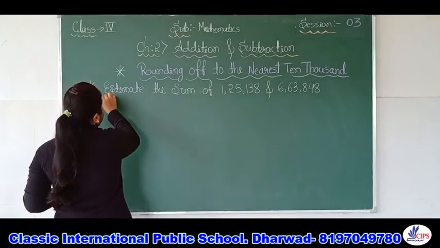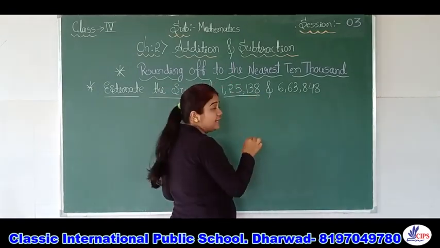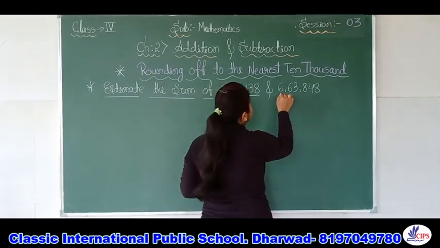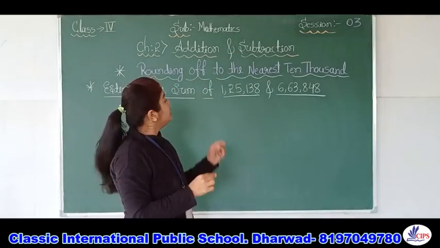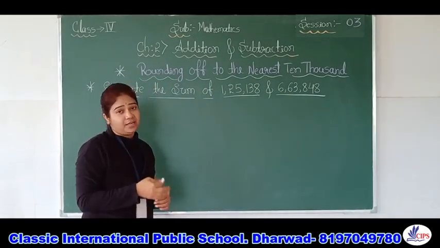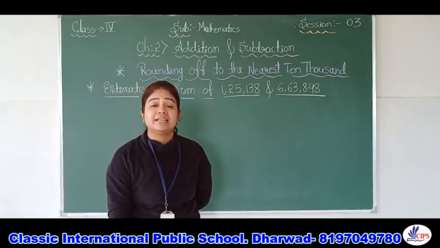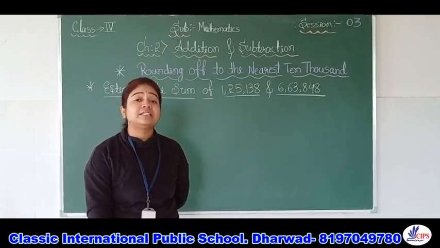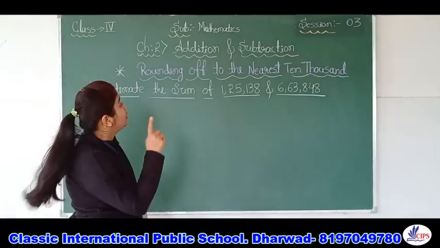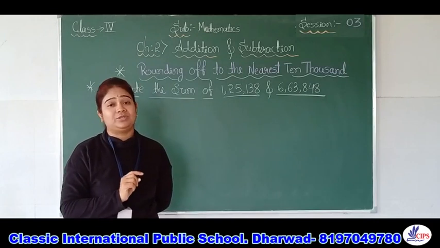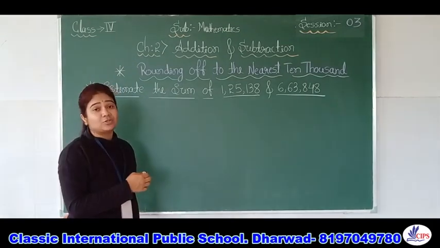Estimate the sum of 1,25,138 and 6,63,848. These two numbers you have to estimate. What is the first step in estimating the sum? Think. What is the first step while estimating the sum? It is rounding the number to its nearest 10,000. So, first we will round the numbers to the nearest 10,000 place value.